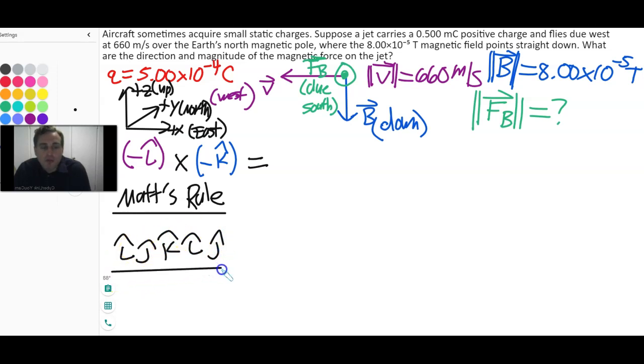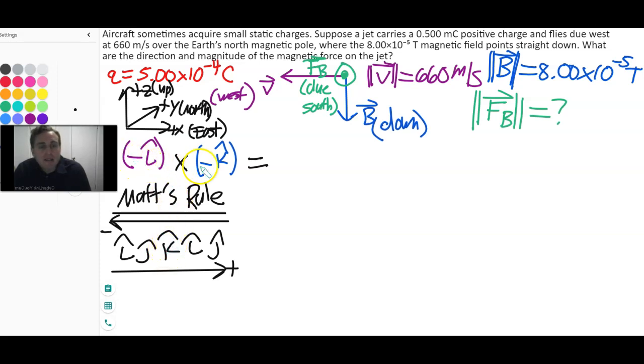If you're going to the right, it's positive. And if you're going to the left, it's negative. Notice that i cross j would be positive k, or k cross i would be positive j, or j cross k would be positive i. But i cross k would be negative j, or let's say j cross i is negative k. But i cross i is 0, j cross j is 0, k cross k is 0. Hopefully you see how to use the rule.